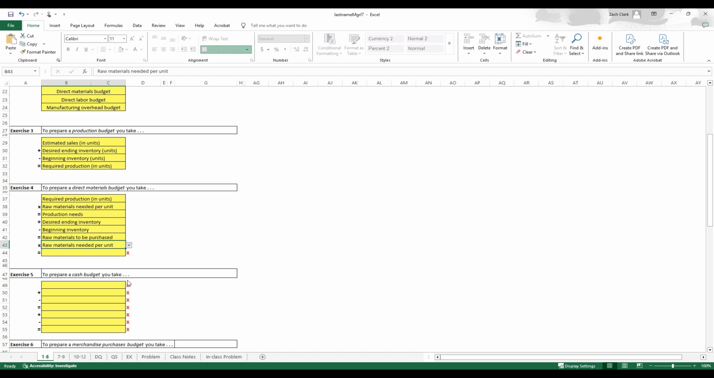Oh, that didn't work. Where is the cost? Oh, cost. Okay, cost per raw material. Sorry, not per raw material, per unit, I guess. A funny little distinction.